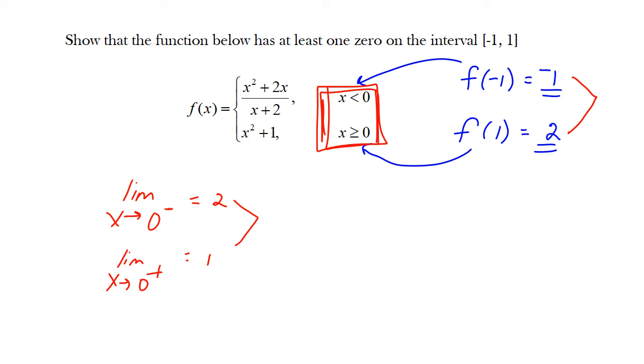So what does that tell me? That this function is not continuous, and it wouldn't be an issue except 0 falls right in the interval that we were talking about.